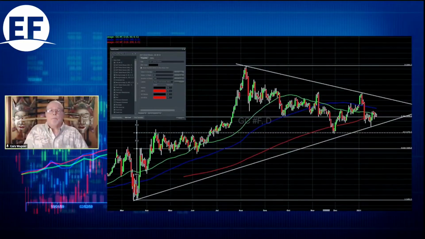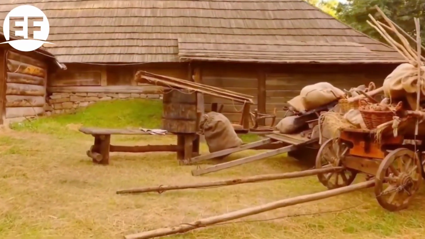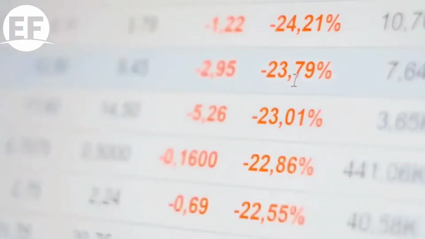Okay, so eventually these two lines will diverge. That's possible, yes. All right, let's talk about the fundamentals now. So current price action, not a lot of action. I think price action in this case is an oxymoron. So what's going on, Gary? What are the fundamentals here?